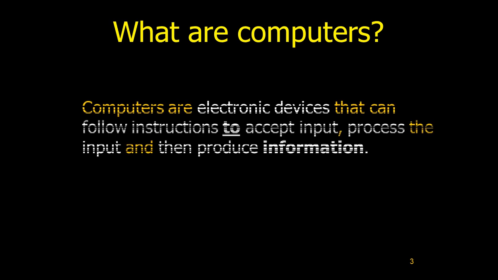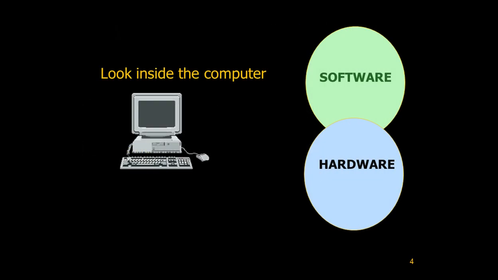What are computers? Computers are electronic devices that follow instructions to accept input, process input, and then produce information. Let's look inside the computer. We have software and we have hardware.